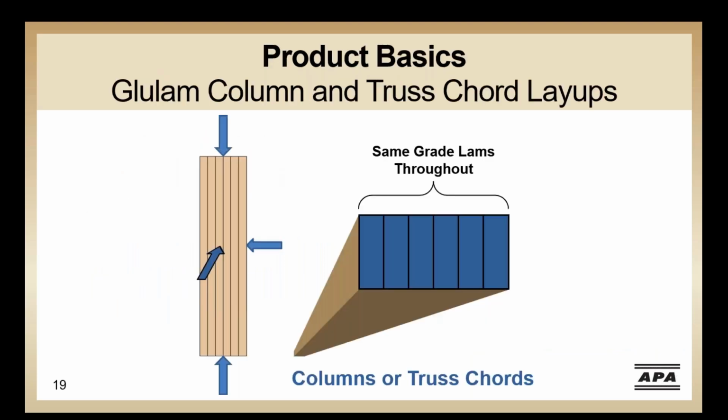With respect to columns and truss cords, due to the potential of loading on all axes, the glulam layup utilizes the same grade throughout the member because stresses are distributed equally. These members do have some bending capability as well, but are used primarily in tension or compression parallel to grain or the long axis of the member.